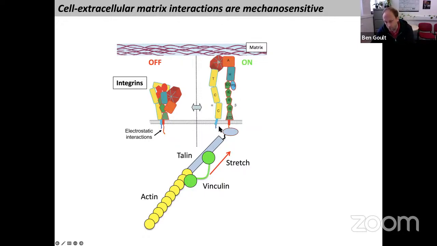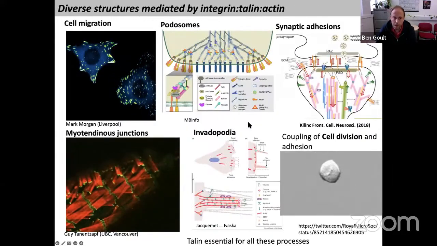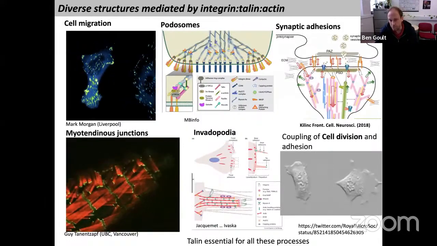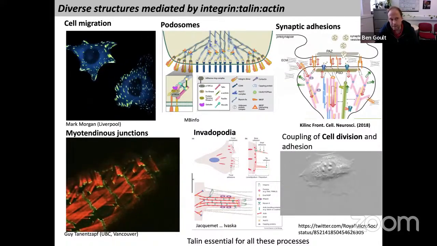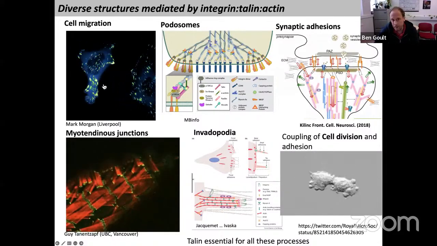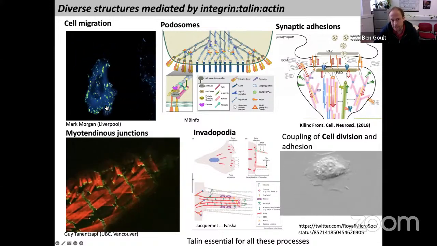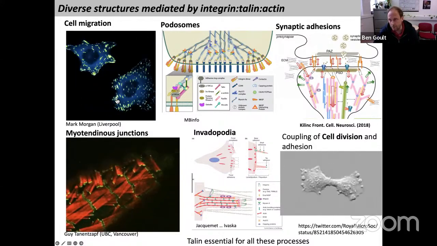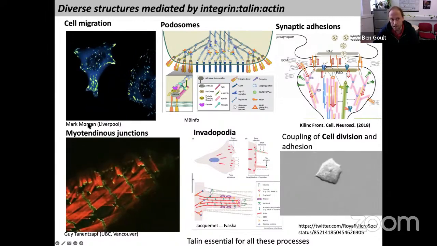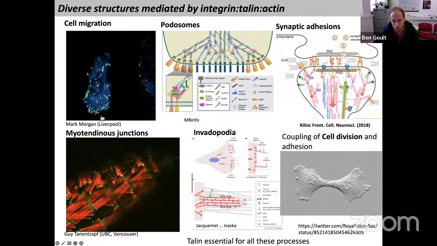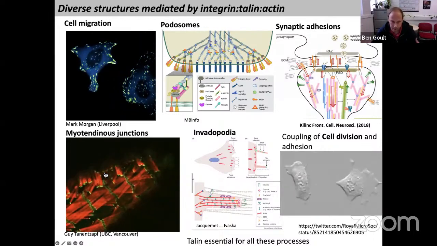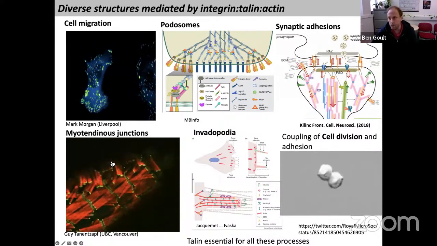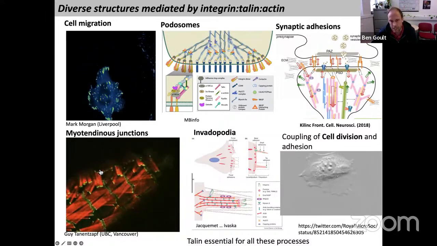But onto this simple core complex of these adhesion scaffolds, you can assemble many different diverse structures. And these are all mediated by this integrin talin actin core, from these very dynamic adhesions in a migrating cell, as shown in this fibroblast crawling along the surface in this beautiful video from Mark Morgan, to these more long-lived persistent junctions in adhesions in these myotendinous junctions connecting these muscle cells together.